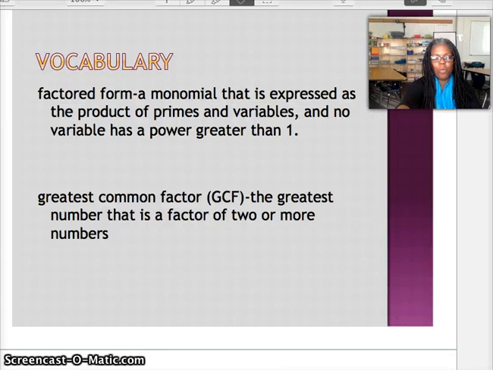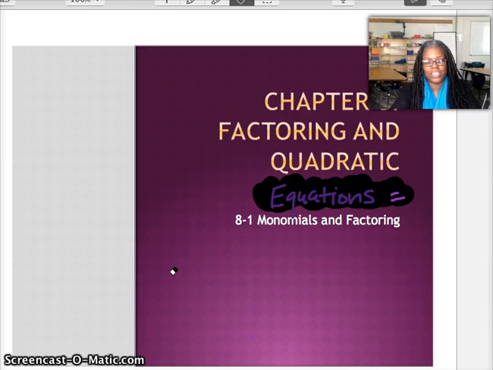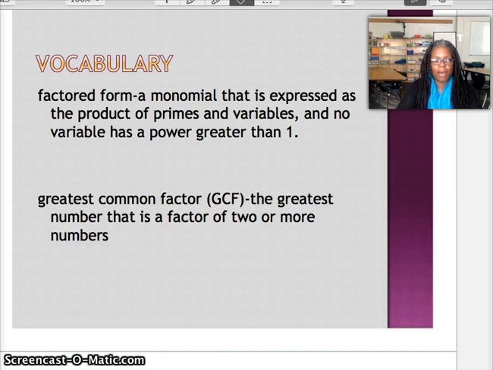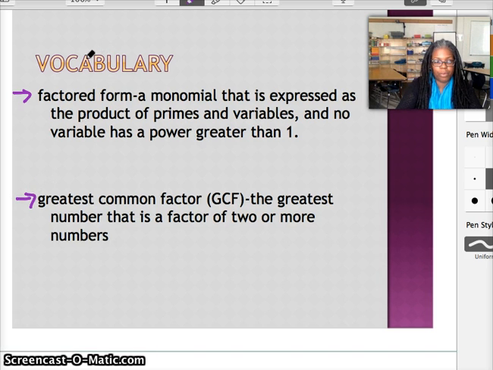Hi class, we are well into chapter 8, or we're really beginning chapter 8, and chapter 8 is all about factoring and quadratic equations. This section, 8.1, is where we're looking at factoring monomials. We remember what monomials are, and when we talk about factoring them, there are a couple of concepts that we need to keep in mind.